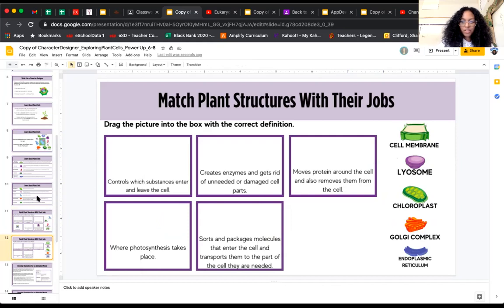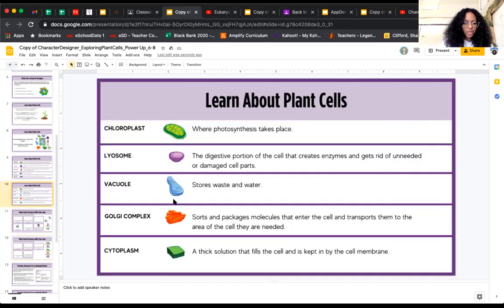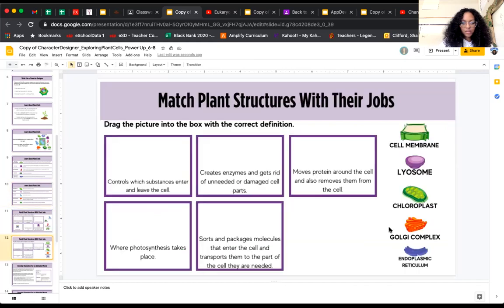I believe it's the Golgi complex. Is that what you got? We check here, sorts and packages, and you guys are on point. So as long as you finish the rest of them and you've got it all set, then you should be ready for the next section.